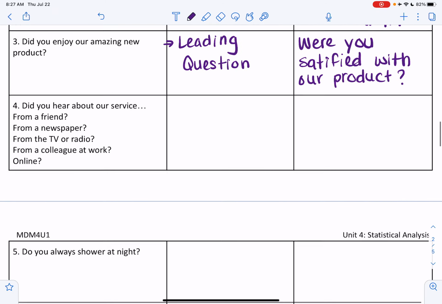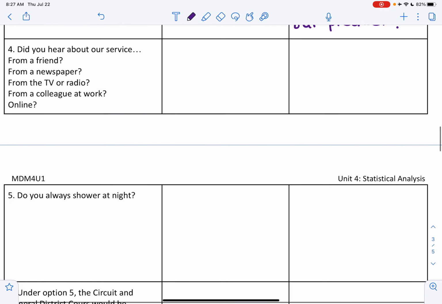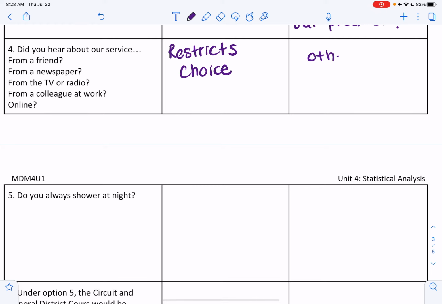The next one says, did you hear about our service from a friend, a newspaper, TV or radio, a colleague at work, online? What if I didn't hear it from any of those things? That's a problem. So this restricts choice, and we can't have that. So what I could do is I could just add an other option so that somebody could fill in their real answer.